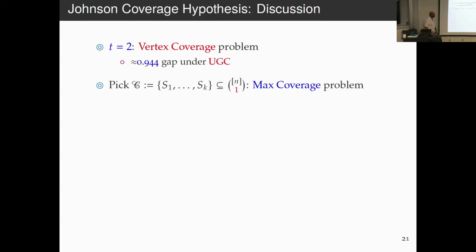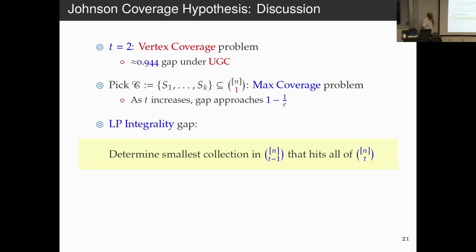And now, if instead of picking t minus 1 sets, we ask about 1 sets, like sets of size 1, then this is exactly the max coverage problem. And as t increases, this gap approaches 1 minus 1 over e. So the question is now asking the same thing, but instead of 1 sets, for t minus 1 sets. Okay. Looks simple enough, but now we'll start getting into very hard combinatorial questions.